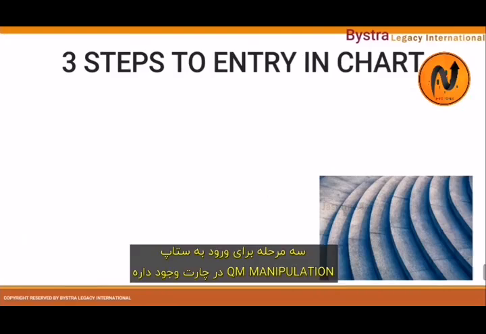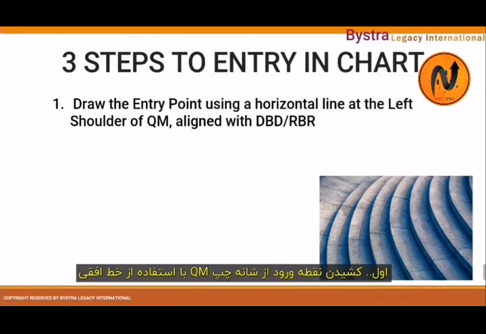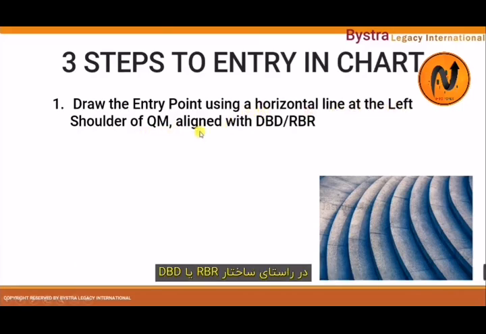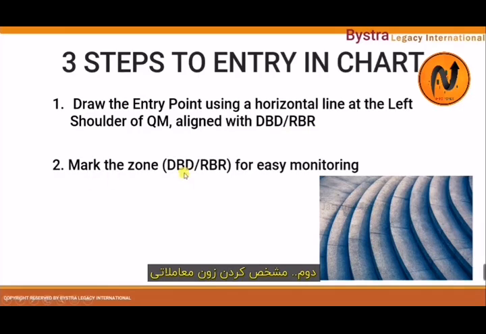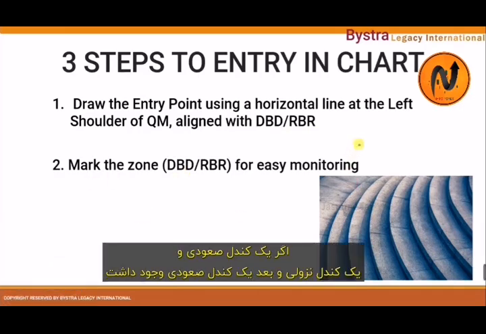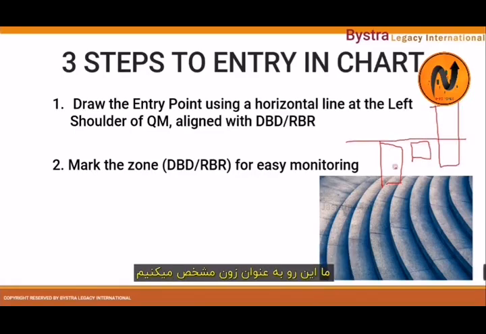There are 3 steps to entry in the chart for QM manipulation. It is very simple. First, remember guys, draw the entry point using a horizontal line at the left shoulder, which must be aligned together with the drop base drop or the rally base rally. Second, mark the zone. So if there's a bearish candle, then you have the bullish candle, then you have the bearish candle, we mark this zone. Okay, the rally base rally, this is the base, this is the zone that we mark.